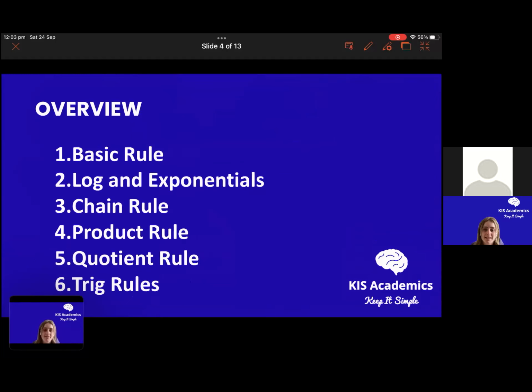So what we're going to be covering today are the basic rules of differentiation, the log and exponential rules, the chain rule, product rule, quotient, and trig. So if you're in year 12, hopefully this is a bit of revision, and if you're in year 11, this should be stuff that you're covering at the moment. Okay, so let's just get straight into it.